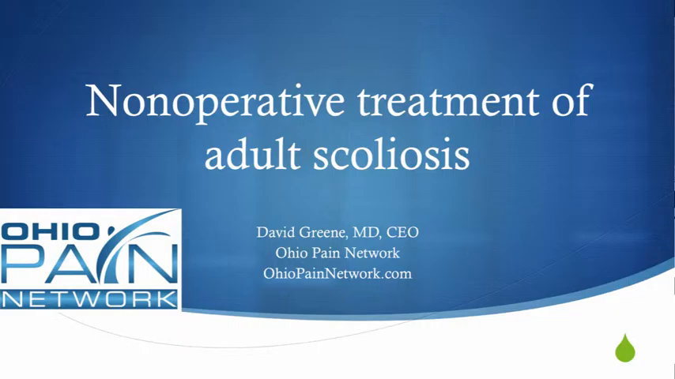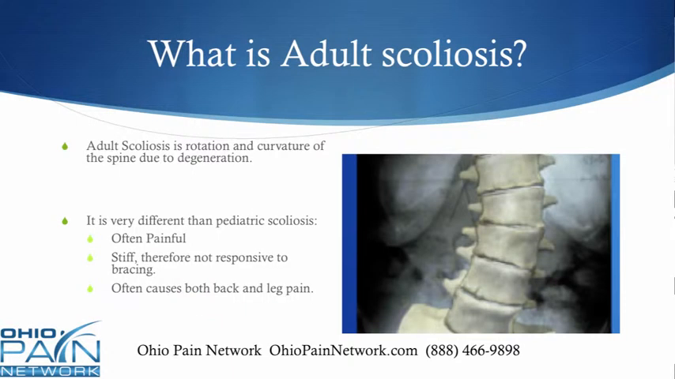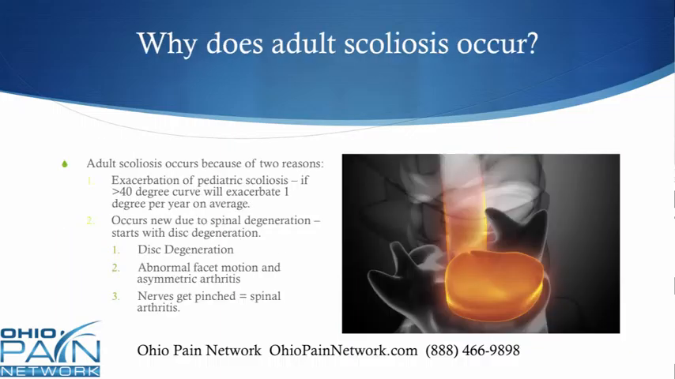Today's topic is the non-operative treatment of adult scoliosis. Adult scoliosis involves rotation and curvature of the spine due to progressive degeneration. It's very different than pediatric scoliosis. It is typically painful. Adolescent scoliosis usually is not. It's stiff, therefore it's not going to respond to bracing like an adolescent, and it often leads to both back and leg pain due to the arthritis in the spine and that arthritis causing overgrowth and pinching on nerve roots, which can lead to leg pain.